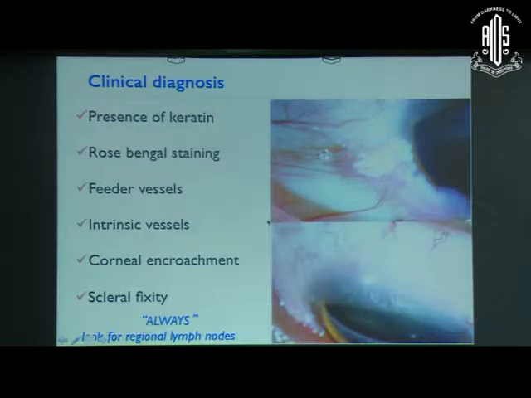Presence of keratin, rose Bengal staining, feeder vessels, intrinsic vascularity, corneal encroachment, and scleral fixity has to be looked into. And if you're suspecting squamous cell carcinoma, always look for regional lymph nodes, the preauricular and the submandibular lymph nodes.